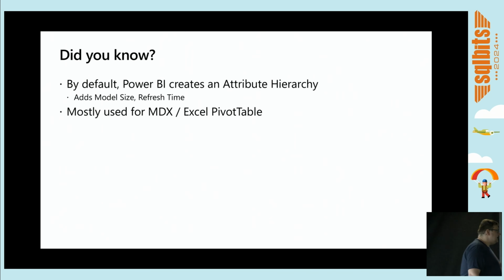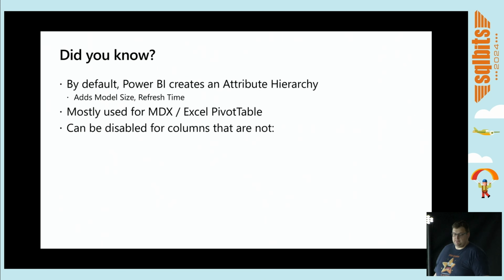When I disable that, it's going to kill off that attribute hierarchy, it's going to make the refresh faster, and it's going to use less model size. So I did that for both of them. But the results you've seen were already with that property set where it should be.